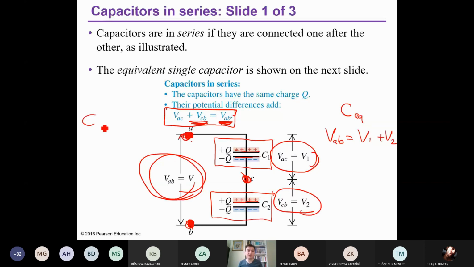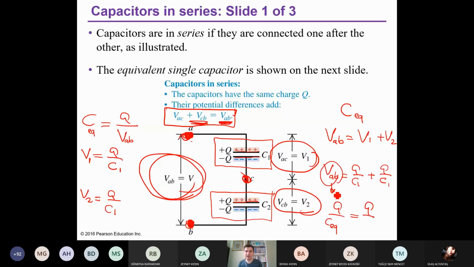Remember the formula. C is equal to Q over V, or VAB, okay? Then from this one, I can get this relation, V equals Q over C, right? So instead of V1, you can use this one. Instead of V2, you can use this one. Then here, just use them. Instead of V1, Q over C1. Instead of V2, Q over C2. And what is VAB? VAB is given with Q over C equivalent. And here we have Q over C1 plus Q over C2.